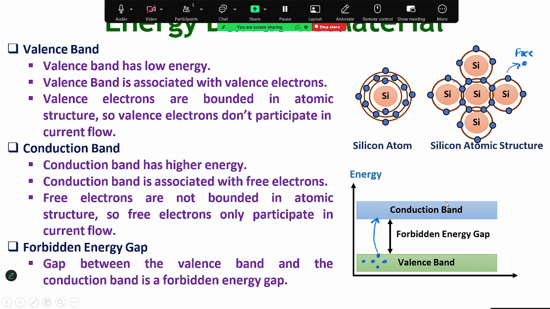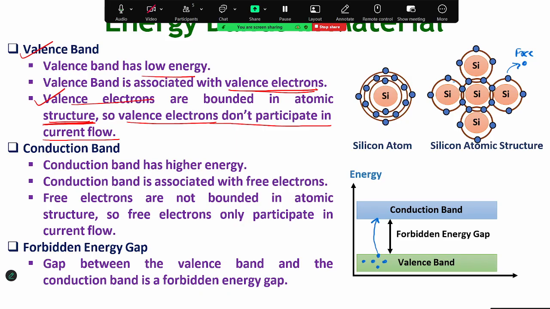Okay, so basically, the valence band is nothing but a low energy level band. This is associated with valence electrons. Whatever electrons are present in the valence band are associated with the atomic structure. So when electrons are present in the valence band, they will not participate in the current flow.